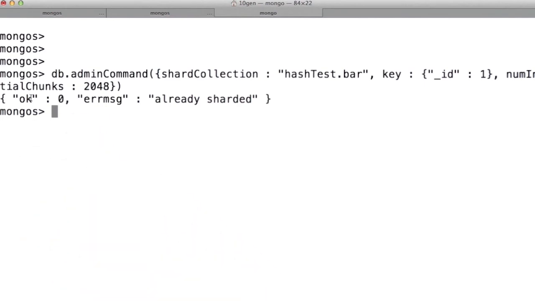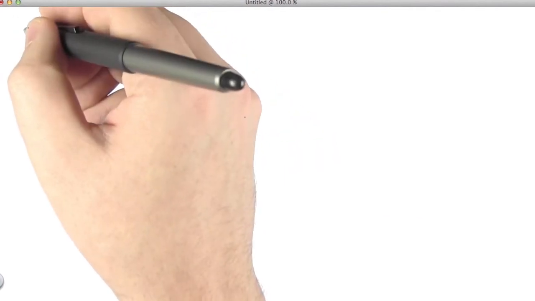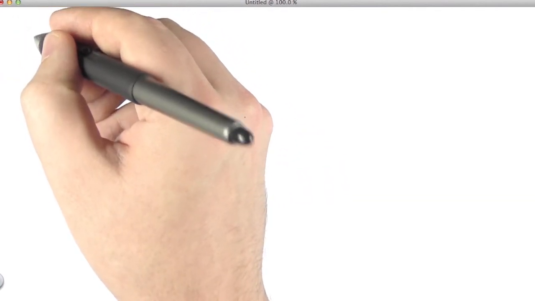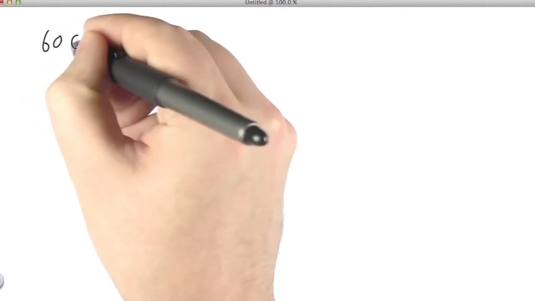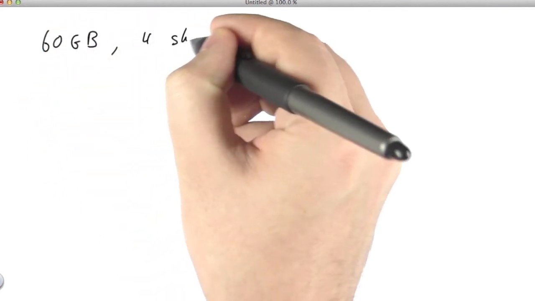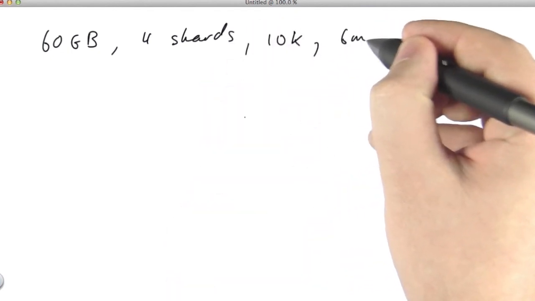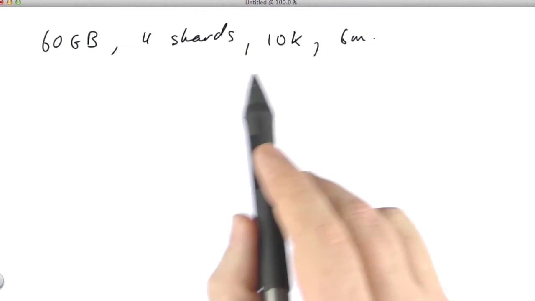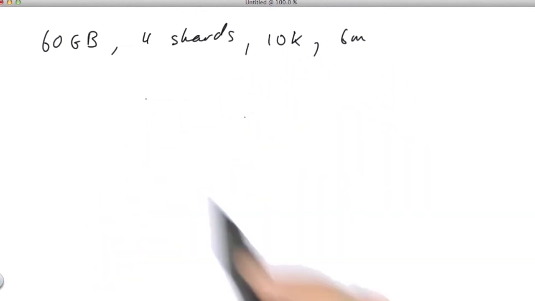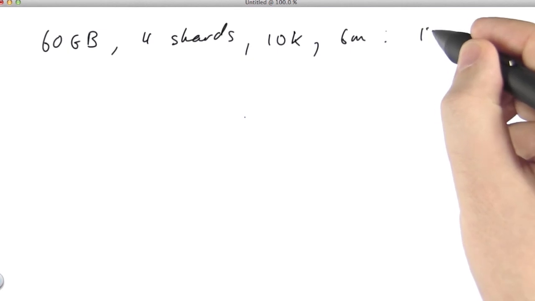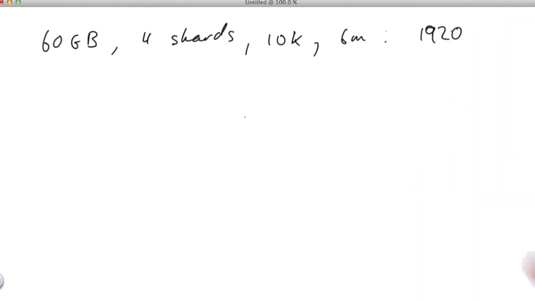So you can do similar calculations to that which we did for pre-splitting. You could decide that I have 60 gigabytes of data, I have 4 shards, and average document size is 10k, and I've got 6 million documents. We did this calculation previously, 6 million documents, 10k, and with a 32 meg chunk size in our pre-splitting example, that's where we got the 1920, so that comes out to 1920.